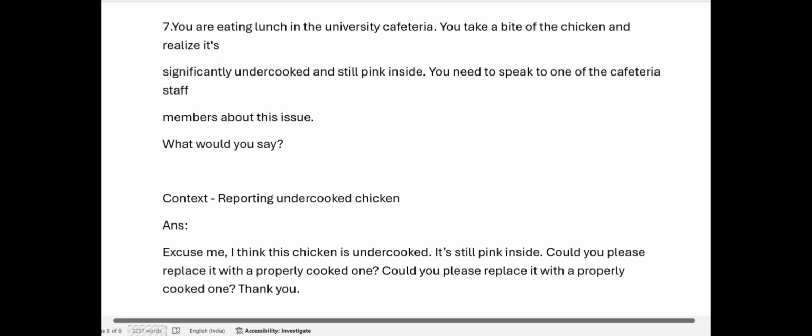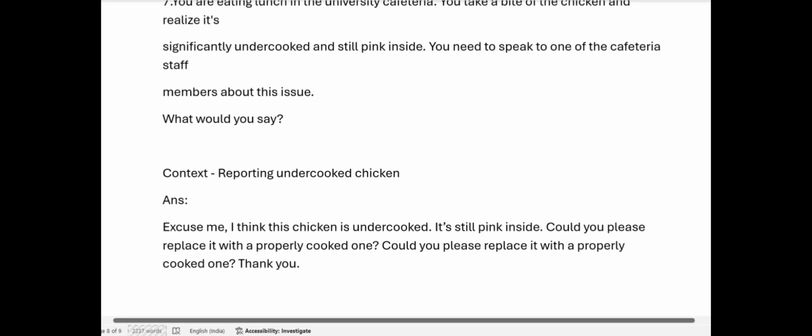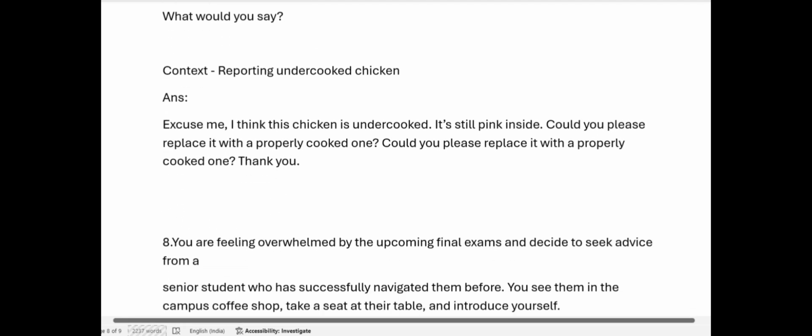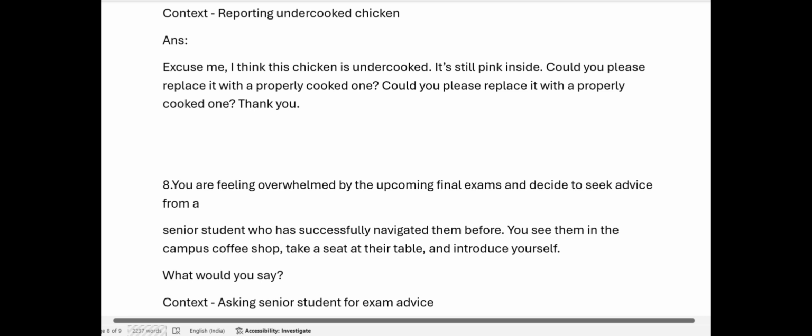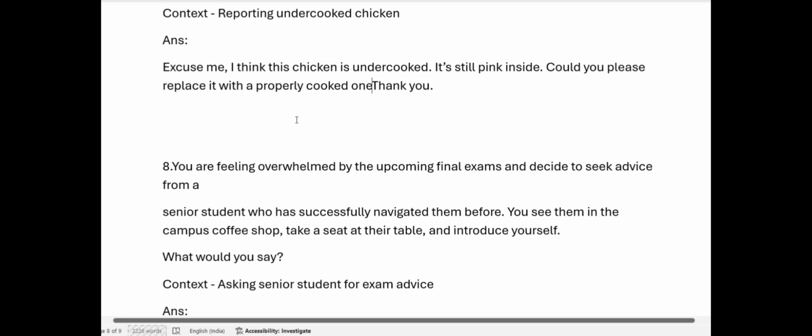Right. The next question. Question number 8. You are overwhelmed by the upcoming final exams and decide to seek advice from a senior student who has successfully navigated them before. You see them in the campus coffee shop. Take a seat at the table and introduce yourself. What would you say? The context again is asking senior student for exam advice.